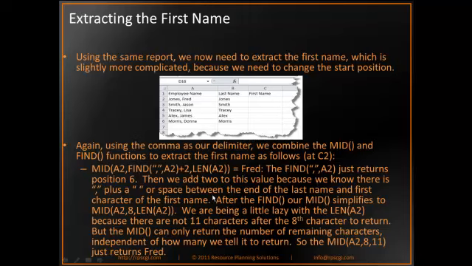So again, this just explains exactly what it is we're doing. And once it goes through and finds the comma and adds 2 to it, it's basically going to reduce down to this MID A2, 8, 11, which is really only going to bring Fred, the 4 characters, which is what we want. So let's take a look in Excel exactly how that's going to work.